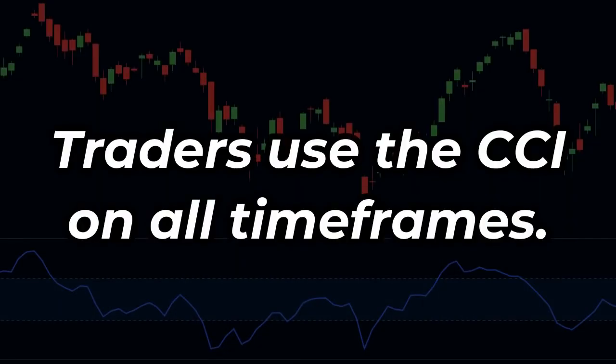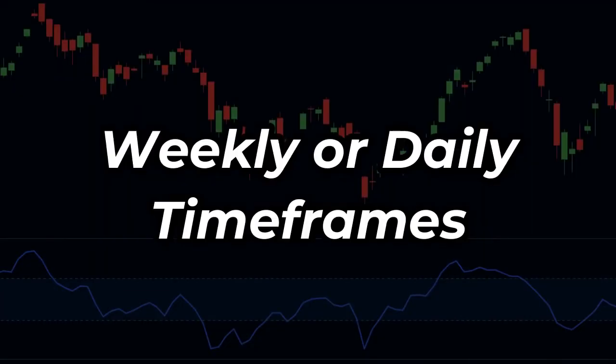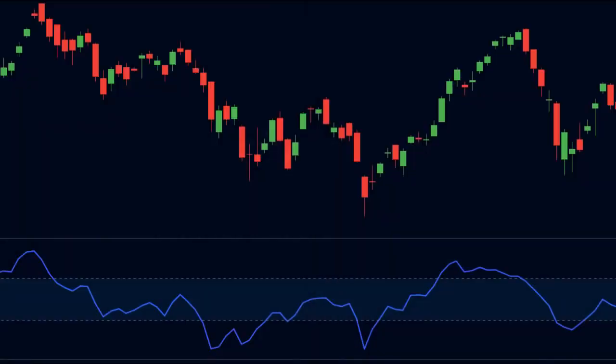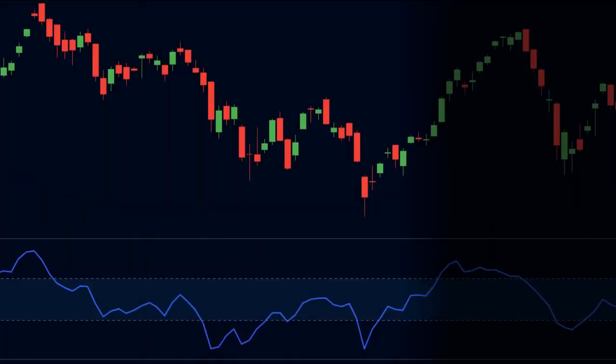Today, traders use the CCI indicator on all types of timeframes, and not just long-term charts. Long-term traders or investors can use the CCI on weekly or daily charts, while short-term traders can use it on any timeframe according to their risk appetite.